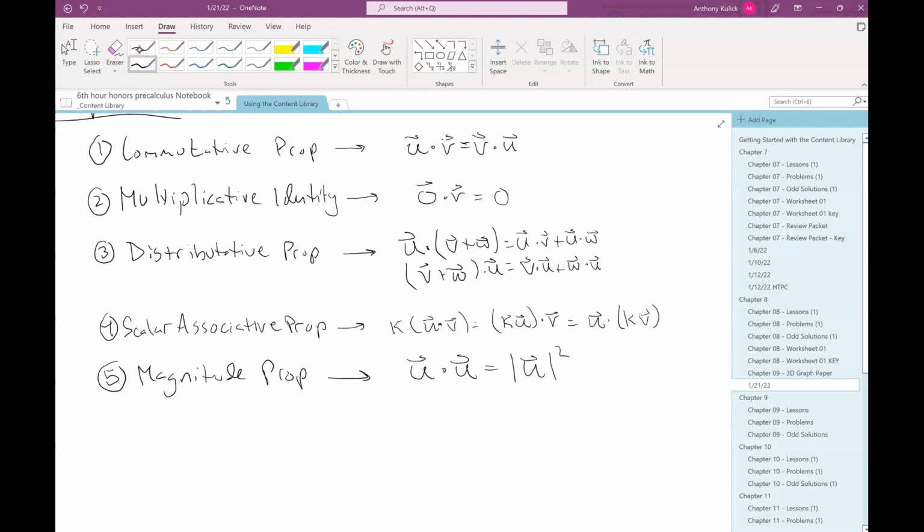We're not going to prove any of these properties here in class because that's actually part of your problem set. None of the proofs are terribly difficult. They're all very realistic. In fact, some of them are almost trivially easy, like the multiplicative identity one is real easy.